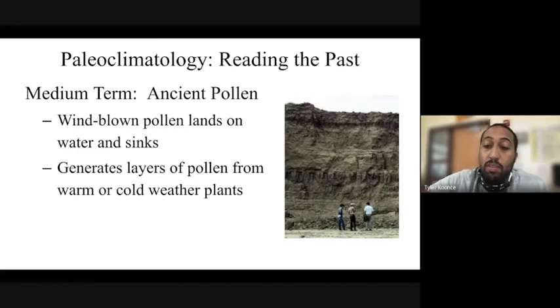Medium term, so this can be things like ancient pollen. Pollen is always being blown around. If you're an allergy sufferer, you know how it is.